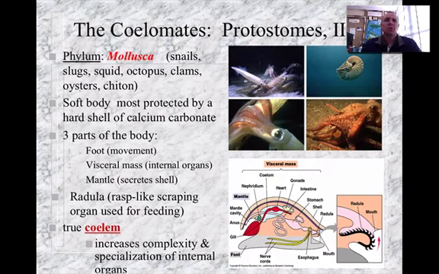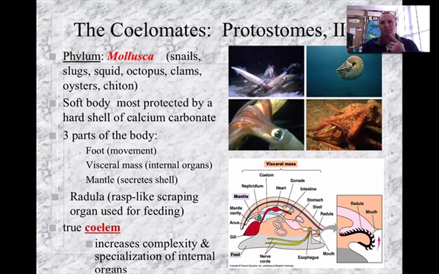Another protostome would be the mollusk, and you're probably very familiar with mollusks: squid and octopus, clams and snails, slugs, such as that. They have a soft body that's often protected by a shell, and there's 3 body parts. They have a foot, which is the big part down at the bottom usually that they move with. They have a visceral mass, which is their internal organs, and then they have a mantle, which secretes some type of shell or covering.